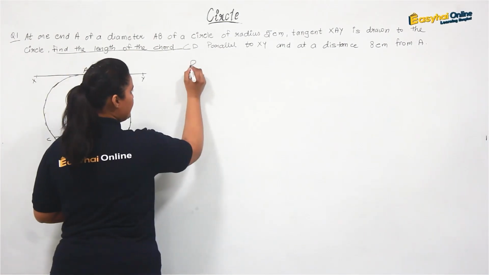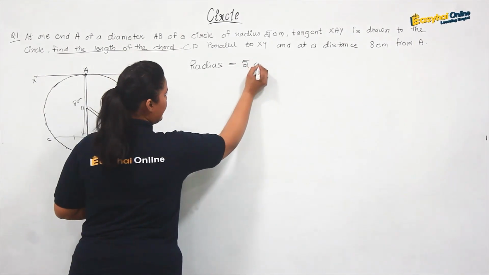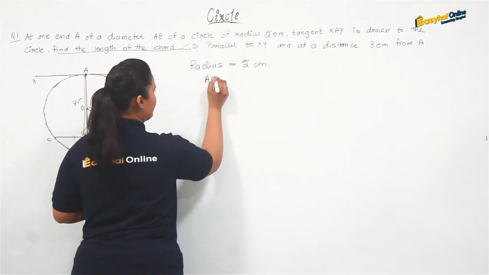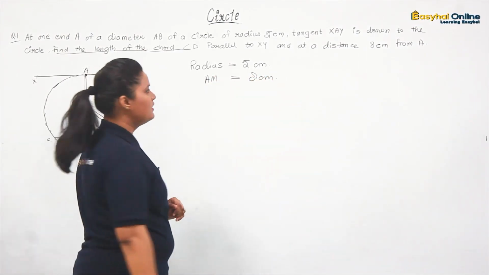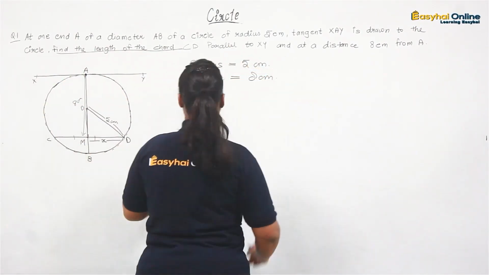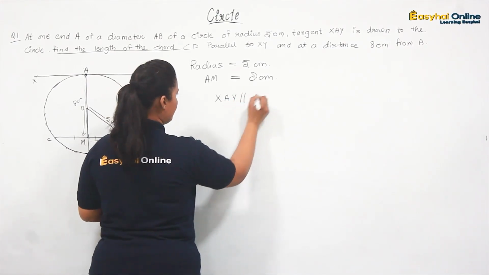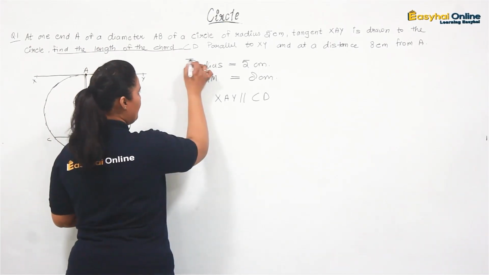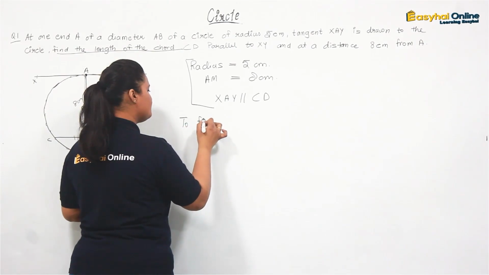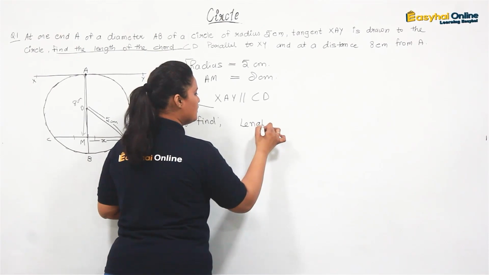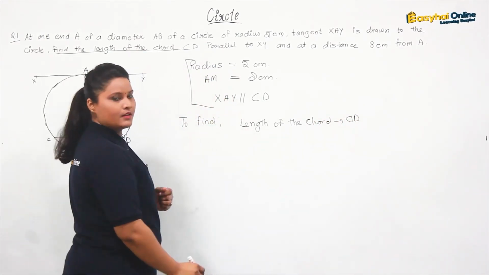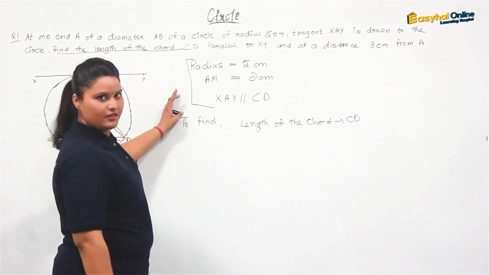The first thing given is the radius of the circle, 5 centimeter. Second, the distance from the tangent to the chord, AM, is given as 8 centimeter. Third, the tangent XAY is parallel to the chord, means XAY is parallel to CD. These three statements are given to you. Now we have to use all of these to find the length of the chord, which is CD.